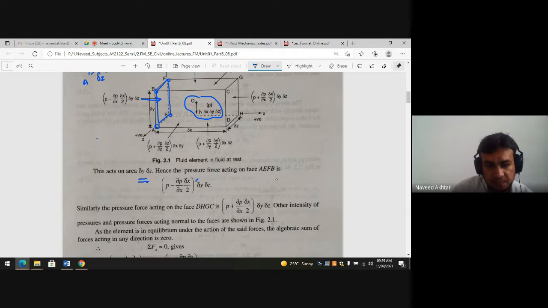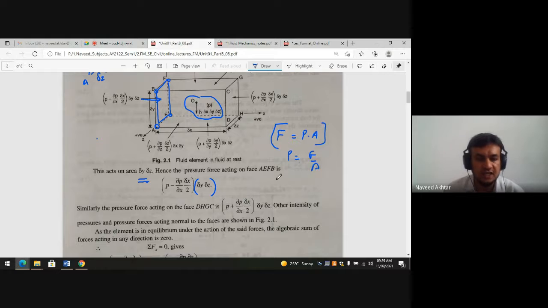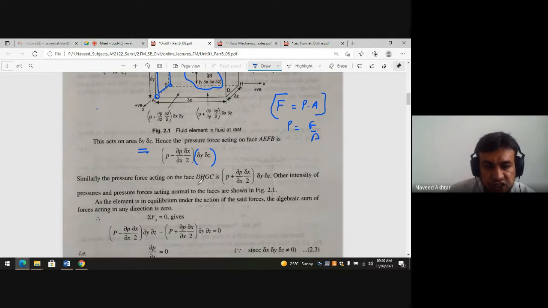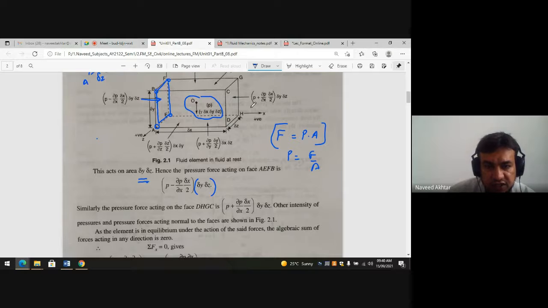This is the area and this is the intensity of pressure on that area. Pressure is nothing but force per area, here the intensity of force, and force is equal to P into A, where P is the force per unit area. Similarly, for the pressure acting on the DHGC face, now the direction is changed, so here it is a positive sign, and a P plus.